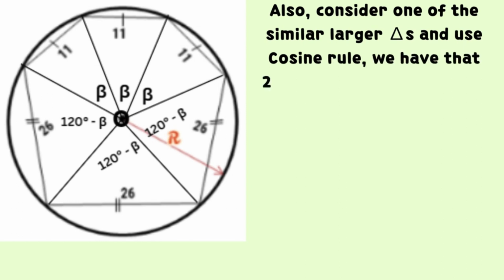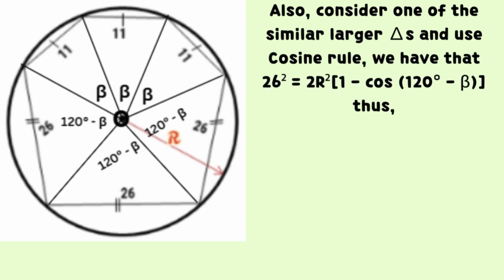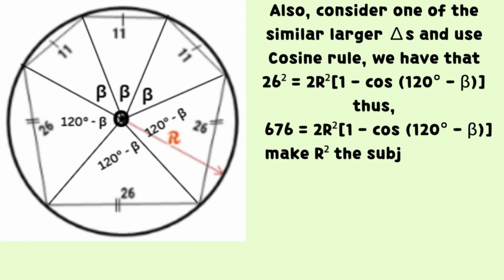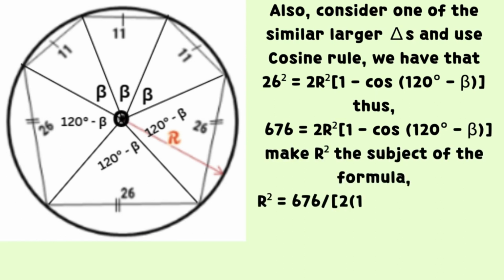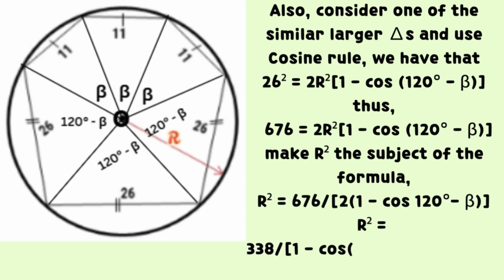Also, consider one of the similar larger triangles and use the cosine rule. We have that the square of 26 equals the product of 2, the square of r and the difference between 1 and cosine of 120 degrees minus beta. Simplify the result and make the square of r the subject of the formula. We call the equation obtained for the square of r equation 2.